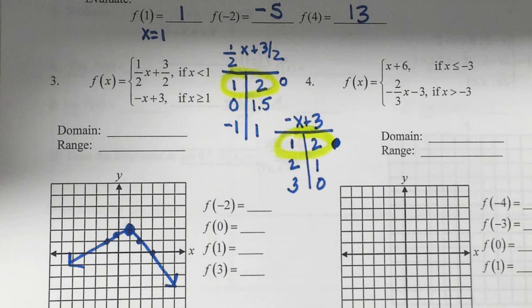Yes, Dennis? Can both the functions have a closed circle at the same time? No, because then it's going to fail your vertical line test. Remember, it's got to be a function. These are functions, so it still has to pass your vertical line test.